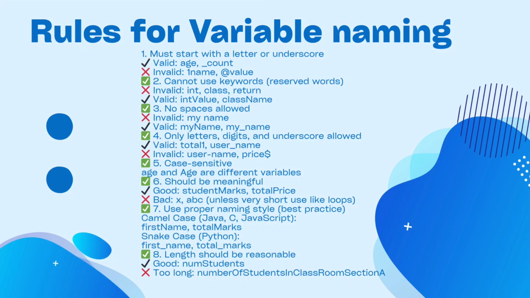Use proper naming style. Best practice: camelCase in Java, C and JavaScript, for example firstName, totalMarks. Snake case in Python, for example first_name, total_marks. Length should be reasonable. Good: numStudents. Too long: numberOfStudentsInClassroomSectionA.